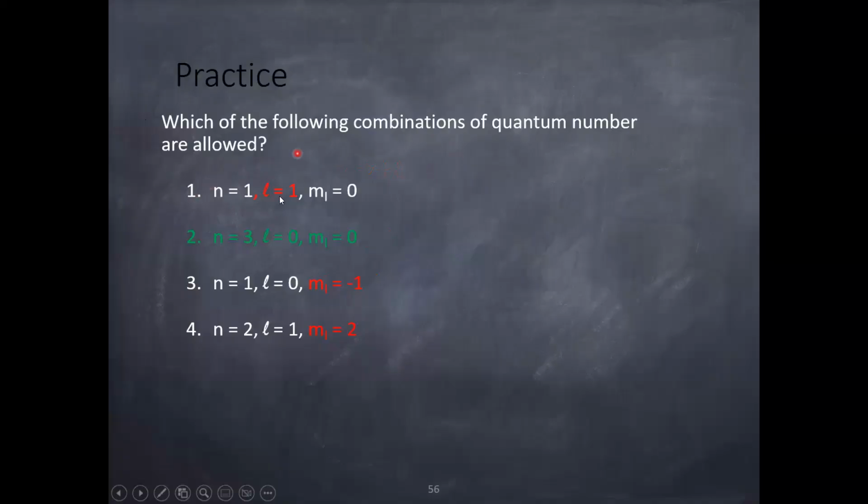Yep. And then again, these are just highlighting what the error is. So if l was equal to 1, we could have this magnetic quantum number here. But in that case, we would need n equal to 2 or 3 or anything greater than 1. So that's the problem there.